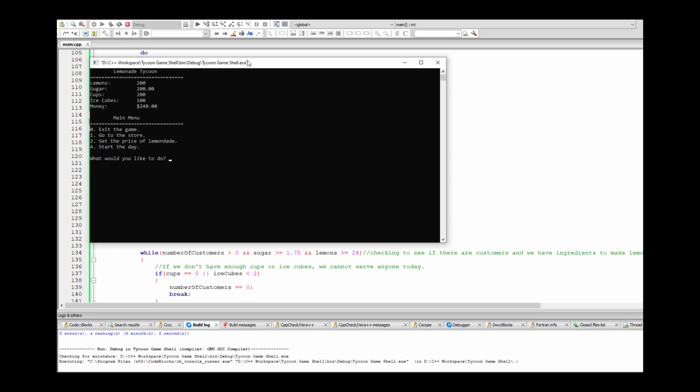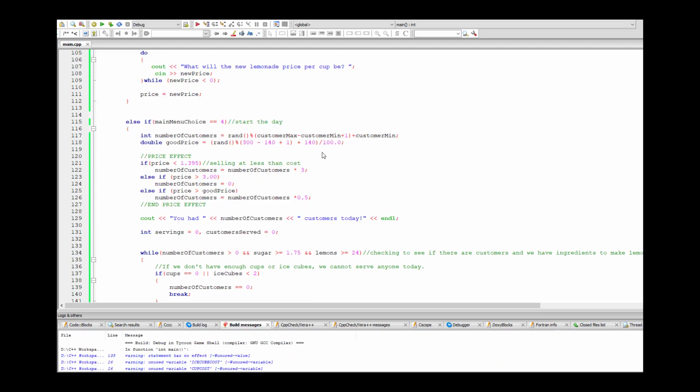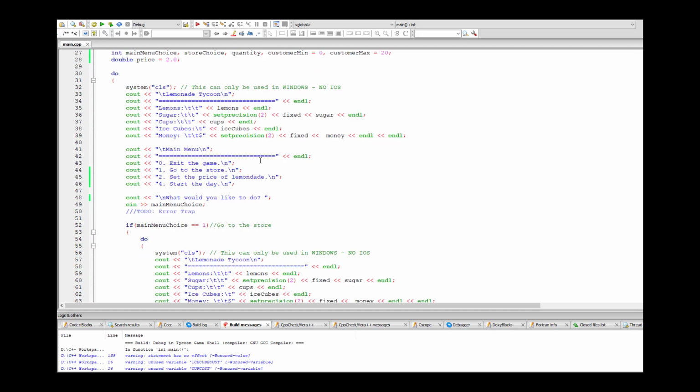Now we're going to set the price to something more reasonable. And I notice here we set the price of lemonade. I'll have to go fix that. So set the price of lemonade, and we will set the price to be something like $2.70. All right, what would you like to do? Oh, and we have a crash. All right, let's go fix those things.